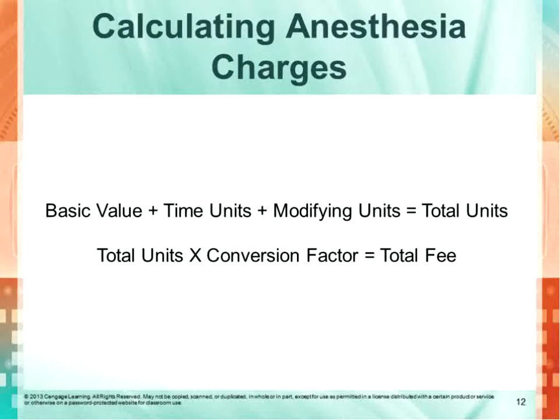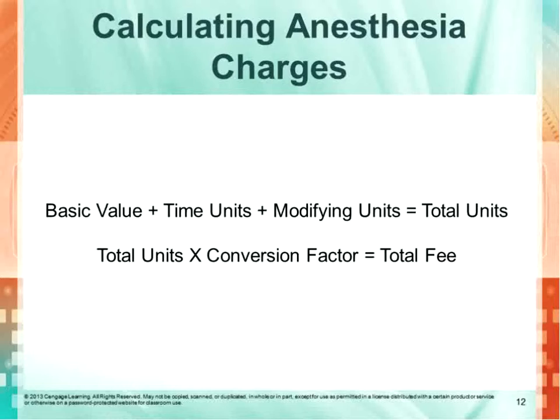Then when you get the modifying units, you're looking at both table 4.1 and table 4.2, your qualifying circumstance and your physical status modifier. Depending on what you're choosing here, say if it was 99100, you're going to add the 1. And say maybe it's a P3 in terms of physical status modifier, you're going to add 1. So that will be 2 that you will plug into modifying units. So let's say our basic value is 3, our time units is 4, and our modifying units is 2. Then you're going to add those all together, and you're going to get your total units. Okay? So hopefully that makes sense.